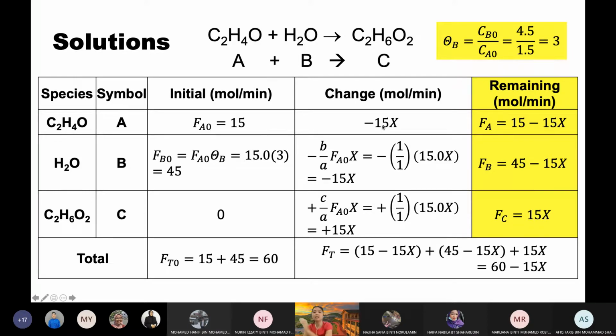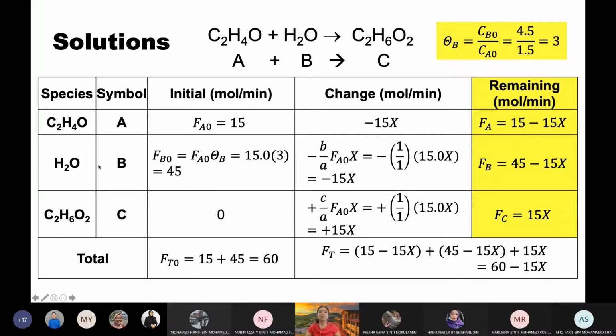Okay. Then remaining FA. So kamu ingat je, initial FA0, remaining FA. So FA equals to, copy your initial 15, combine with your change minus 15X, you get your FA is 15 minus 15X. Kalau kamu perasan kenapa X tu kita tak ganti, because in the question they did not tell us the value of X. Okay, if you do not know the value of X, the X remain as it is. Alright, so done for A.